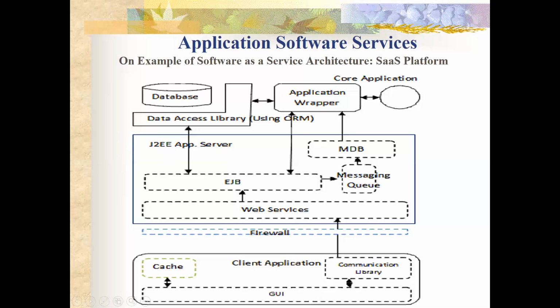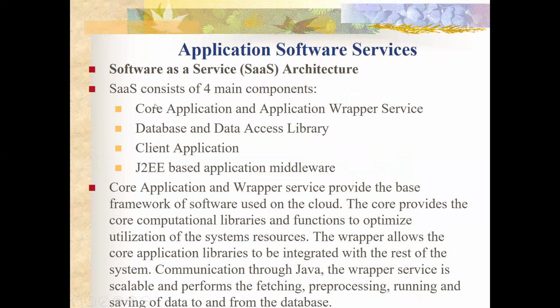On the top, we have the core application and application wrap service. This is the third part. The last piece, we know where our data will go. This is the database and the data access library. So these are the 4 parts: part 1, part 2, part 3, part 4. We will discuss in detail how these 4 parts work.